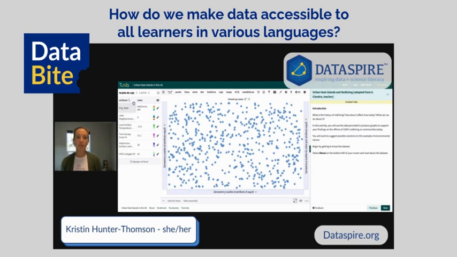But we also have the names of our attributes and the values in them and the instructions that the students are working through and things like that.